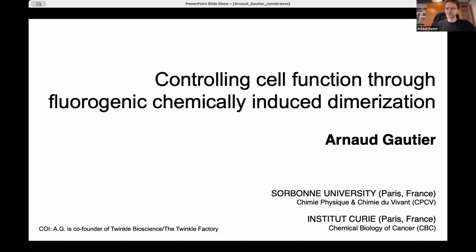So I'm now leading a team which is joined between two labs, one at Sorbonne University in Paris and one at the Institut Curie. I will move soon to Institut Curie in a couple of years. To start, today I will present recent work we developed in the lab dealing with developing tools to control biological processes using chemically induced dimerization.